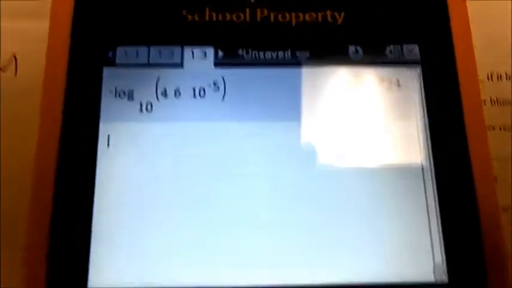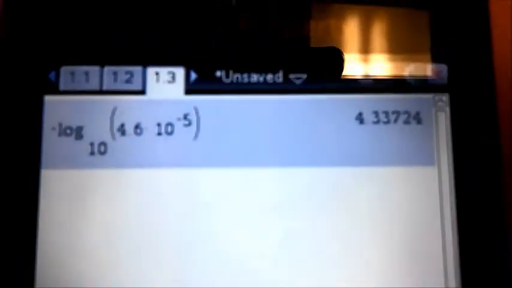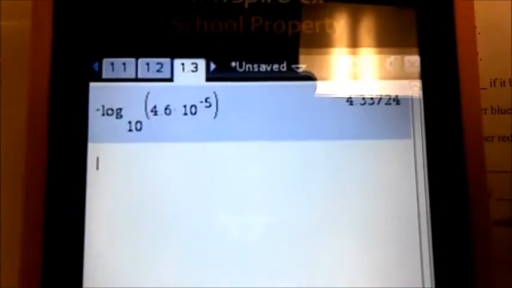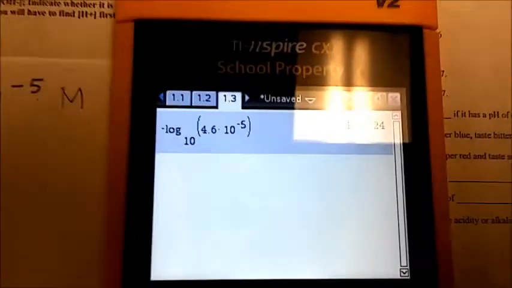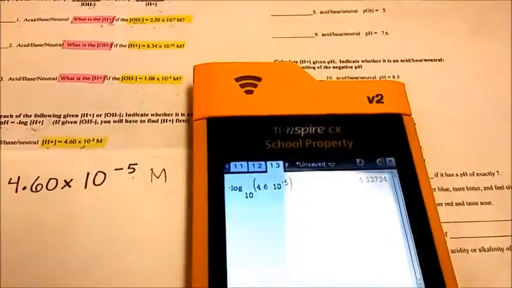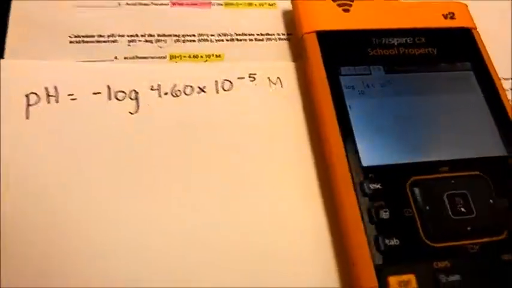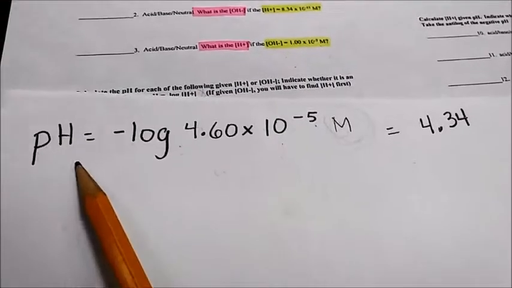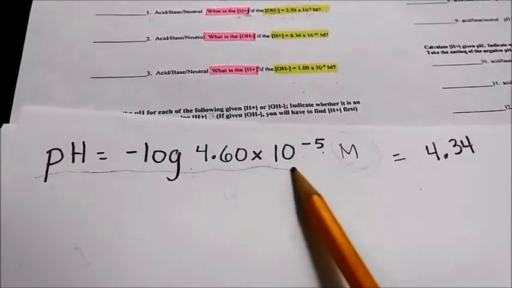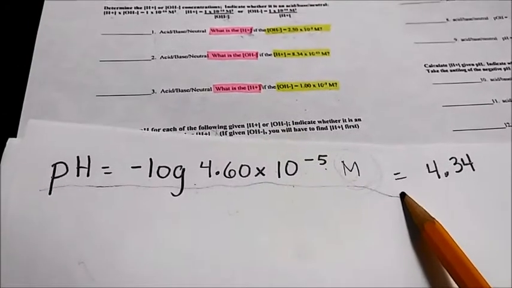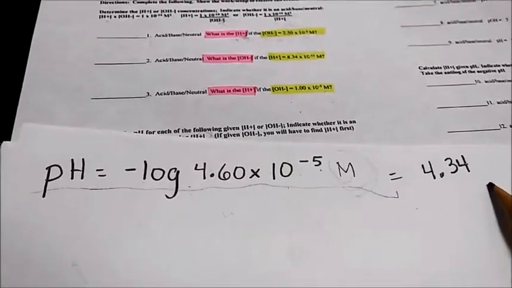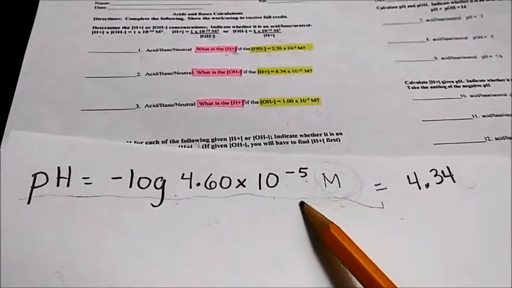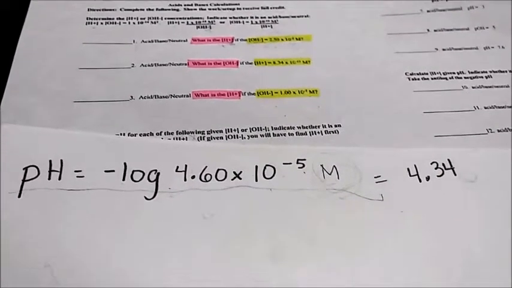It's 4.33724. But what we're going to do is we're going to go ahead and round it to the nearest hundredth. So we're going to put it at 4.34. Okay, so that's exactly what you're going to write on your paper for number 4. And pH does not have a unit, so there's nothing that goes behind it. The M kind of goes away, so 4.34.